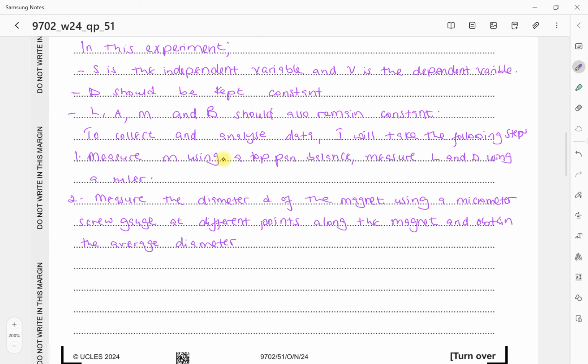So now we can calculate or determine the area. So 3, determine A from area equals pi d squared divided by 4. Because we have the diameter, then the area is pi d squared divided by 4.